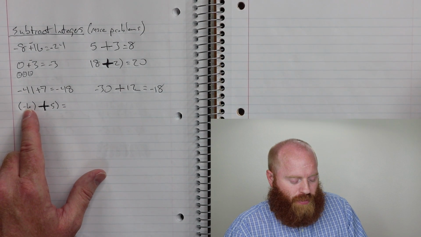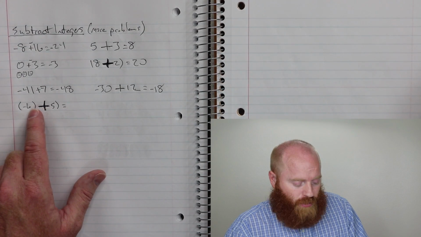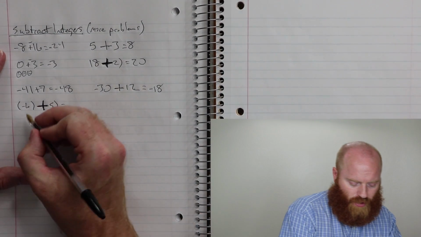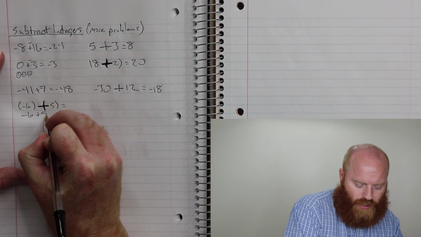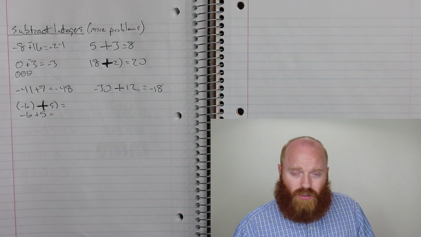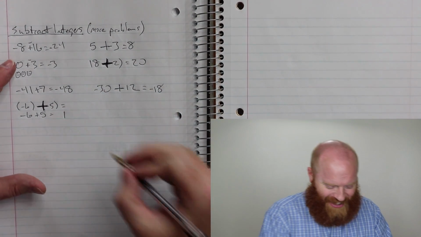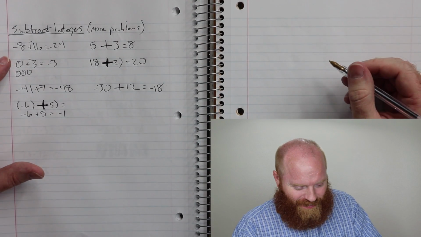Well, if you remember from my adding integers video, I told you that if a plus sign touches a grouping symbol, you can drop it like it's hot. So I'm going to rewrite it negative 6 plus 5, and then it's impossible to get wrong. The answer is 1. Let's move on. I'm just kidding. It's negative 1. I hope you got that.